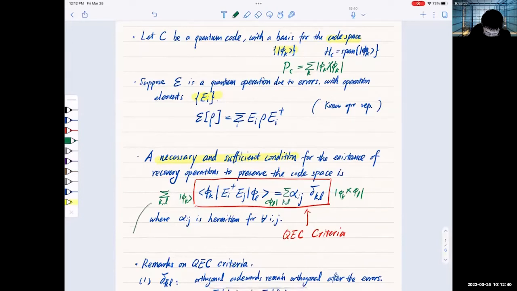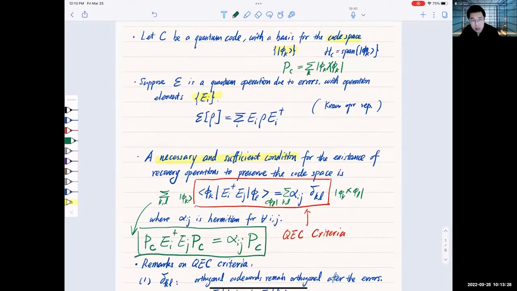What you get for the left-hand side, here you sum over psi k projection. That gives you the projection of the code word, and then you have E_I dagger E_J, again the projection of the code word, which is associated with the sum over l of psi l, psi l. On the right-hand side, you first get alpha_IJ, which is independent of the summation. Then you do the summation over k and l with psi k, psi l with delta kl. That again gives you the projection of the code word. So this gives you another way of writing the error correction criteria, just in terms of the projection of the code word, and there is no dependence on how you write down psi k, psi l.